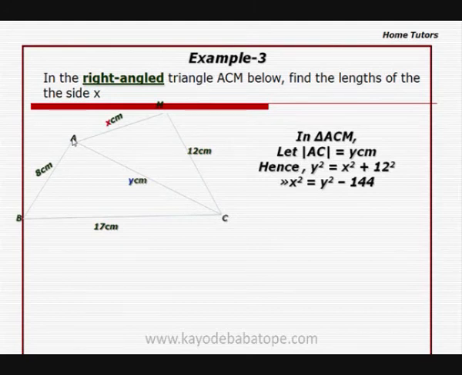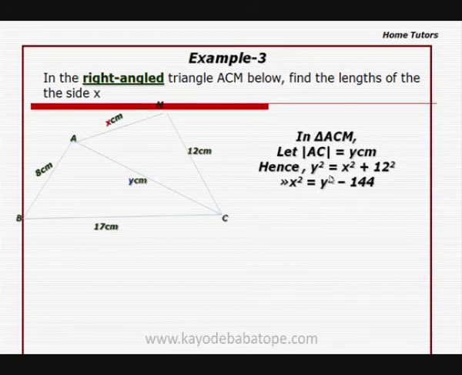Now, according to Pythagoras, this expression will hold, that y squared must be equal to x squared plus 12 squared, because Pythagoras theorem says in a right angle triangle, the square of the hypotenuse is equal to the sum of the squares of the other two sides. That is, y squared equals x squared plus 12 squared. This is it. But then, what we are trying to calculate is x. So, if we make x the subject of the formula, we will have x squared is equal to y squared minus 144. But we cannot completely solve for x since we don't know y.